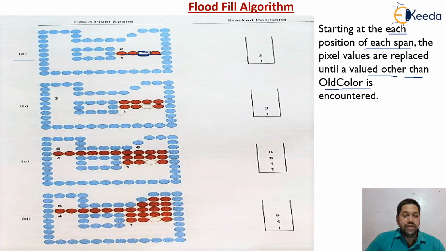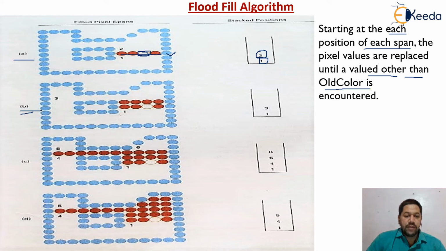I keep filling this horizontal span until I encounter a pixel other than the old color. Since my old color is white and this color is blue, it will stop. After that, this is my scan line number 1, so my initial scan line inserted onto the stack is 1, and when this is filled I will go to scan line number 2, which I insert as horizontal span number 2. Now you can look at diagram number B.